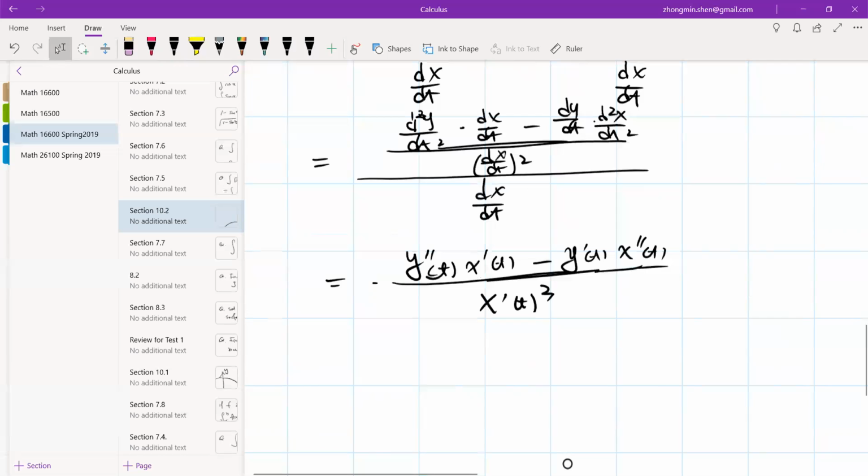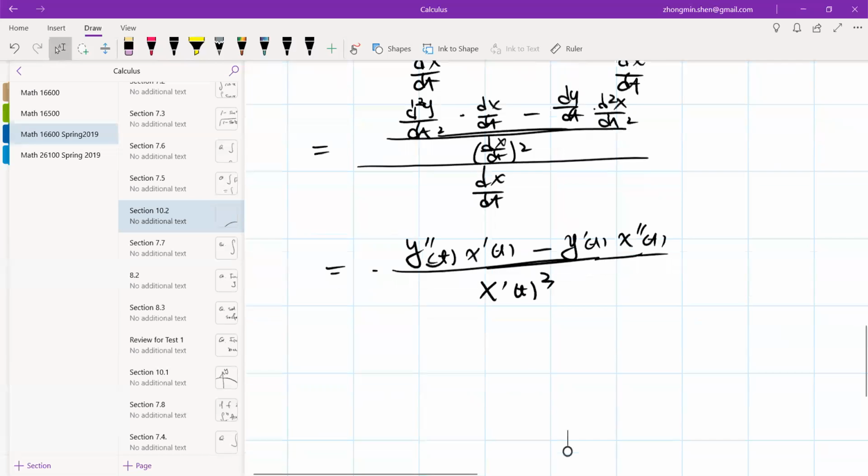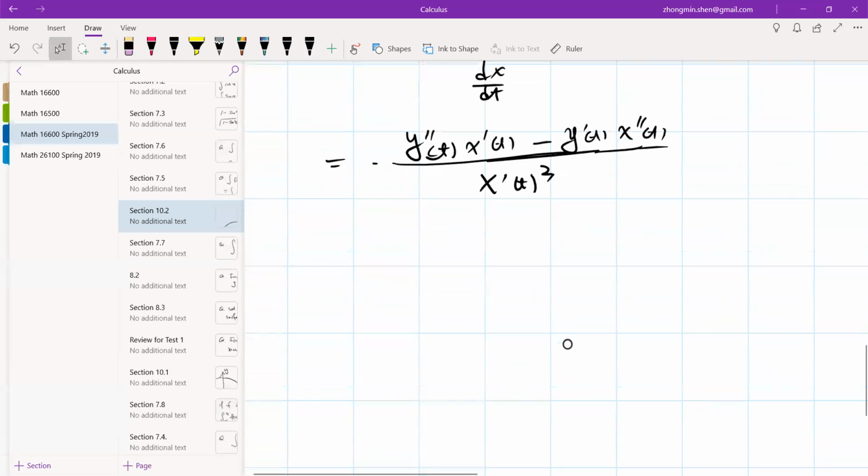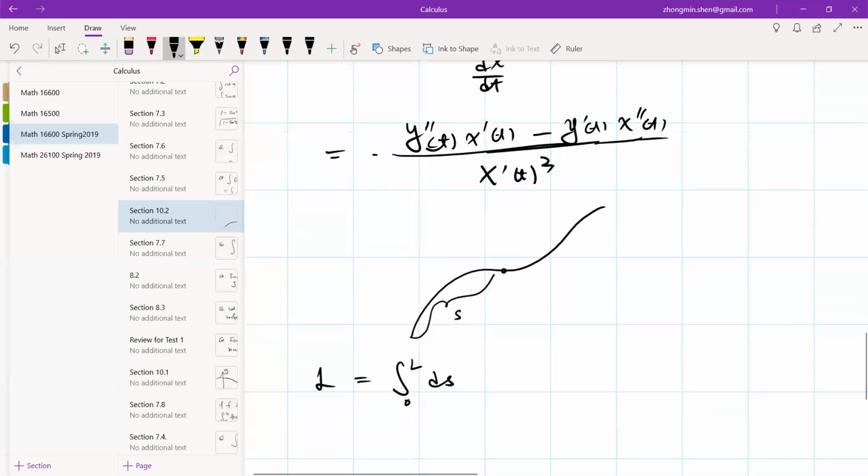But we are more interested in the length of the curve, or the area of the surface of revolution. As I told you before, if you have a curve and this is an arc length s, the length is going to be just the integral of ds. But of course, it's almost impossible to find the arc length directly, so you have no way to integrate this. So L is going to be the length.